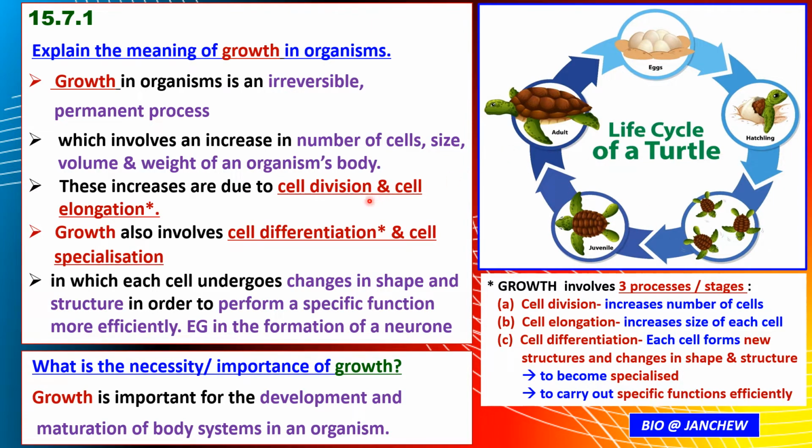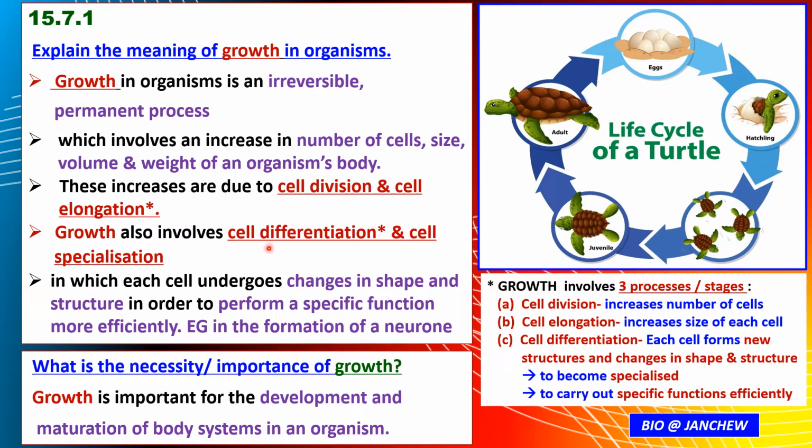So there are two processes that lead to increases in size and volume and weight of the organism's body, and that's cell division and cell elongation, right? So in cell division, the cells in the young turtle will undergo division by mitosis to produce more cells, right? So the number of cells will increase, and after that each cell will undergo cell elongation. It will enlarge, and it will become bigger and bigger. So this leads to increase in size, volume, and weight of the organism's body, right?